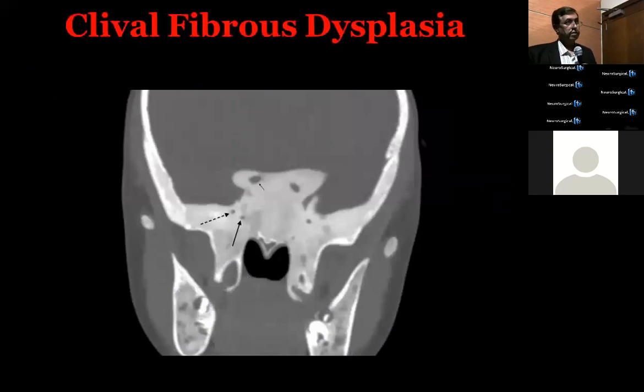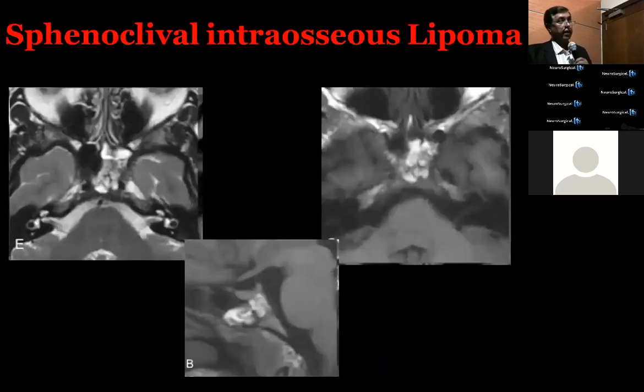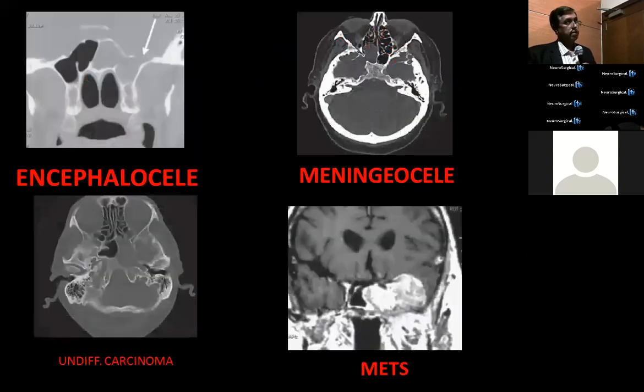This is one of my cases. Look at this. Obstructing it completely, obstructing the anterior clinoid, distorting the optic canal. Again, in an Iraqi patient. Lipoma intraosseous within the cavernous sinus.